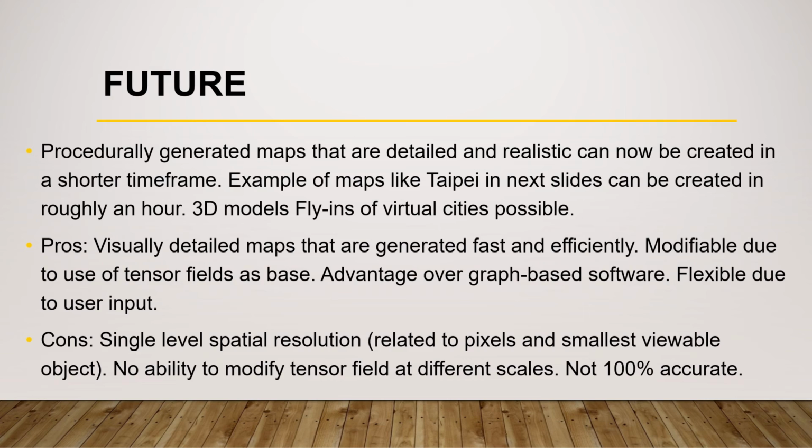And the con is that it's only single level spatial resolution. Basically everything is in the same scale. We can't modify a tensor field at different scales. We can only represent it at a building and road scale. And obviously it's a replica, so it's not 100% accurate.